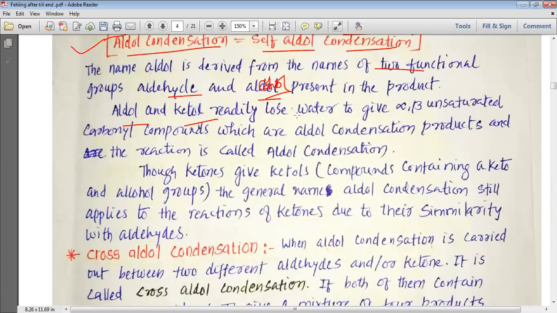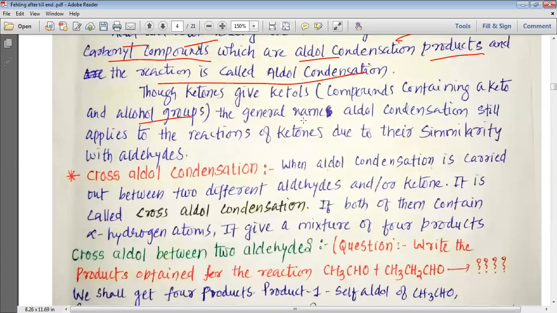Aldols and ketols readily lose water to give alpha beta unsaturated carbonyl compounds, which are aldol condensation products, and this reaction is called aldol condensation. Though ketones give ketols, compounds containing a keto group and alcohol group, the general name of aldol condensation still applies to the reactions of ketones as well. So even the reaction between two ketones is known as the aldol condensation due to their similarity with the aldehydes.